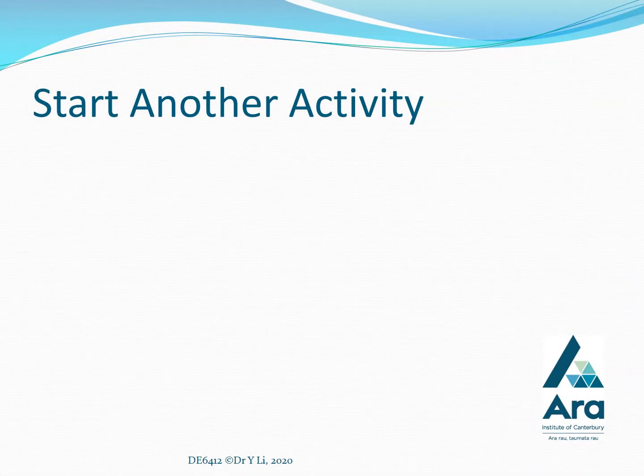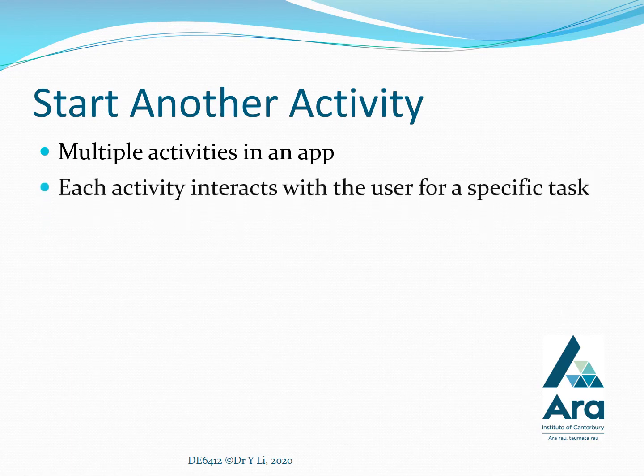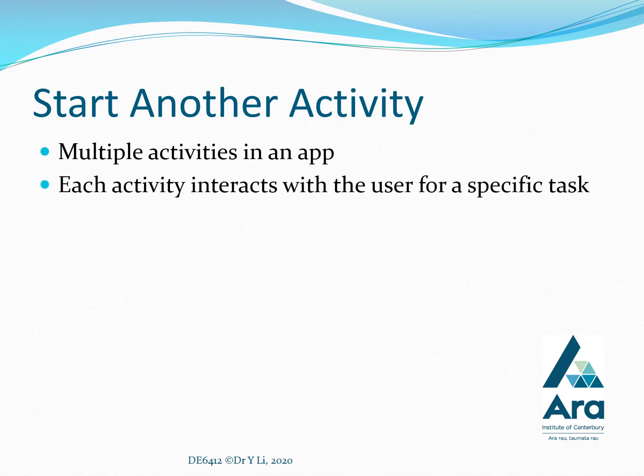First of all, to start another activity. An Android app normally has multiple activities. Each activity interacts with the user for a special task. For example, an activity to get input from the user and then another activity to display the result. As we have seen before, we use an explicit intent to start an activity.